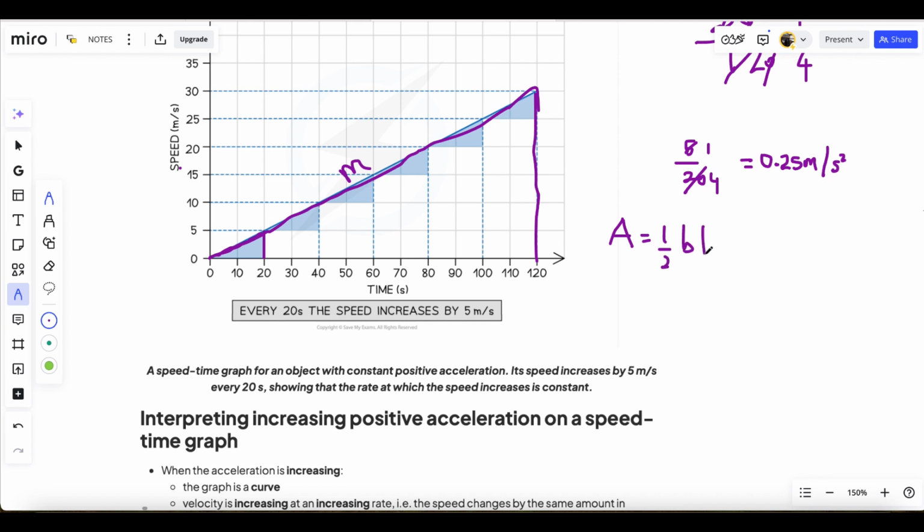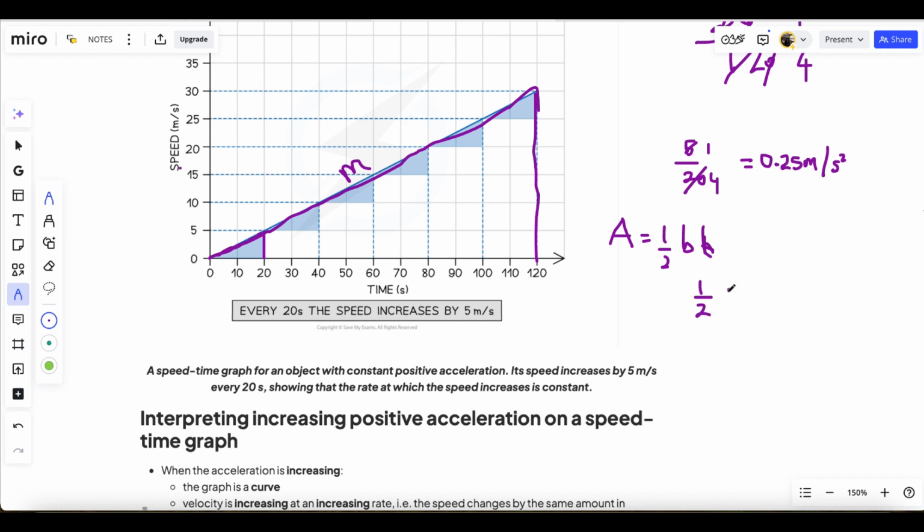Now, what is our base? Our base is this horizontal distance, which is 120. So our height is what? 30. Up to this place is 30 if you trace it to the values. So we just slot everything in and we find the distance traveled by the vehicle.